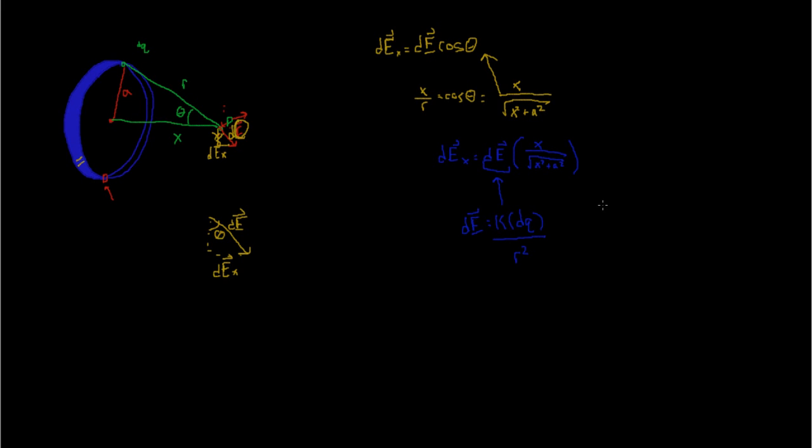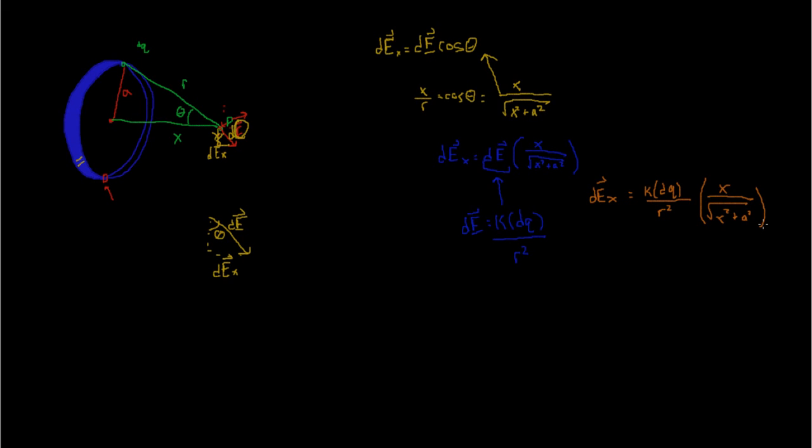So now dE in the x direction will equal k times dq over r squared, which is just dE vector, times our cosine theta, because this is still in the x direction, and our cosine theta was x over square root of x squared plus a squared. Okay.